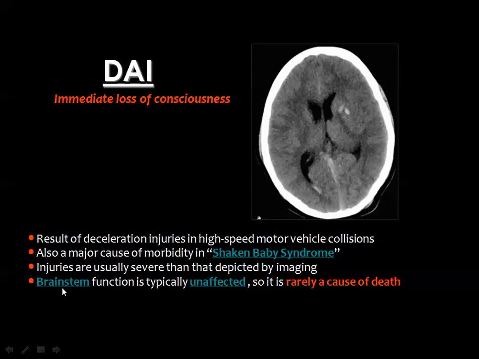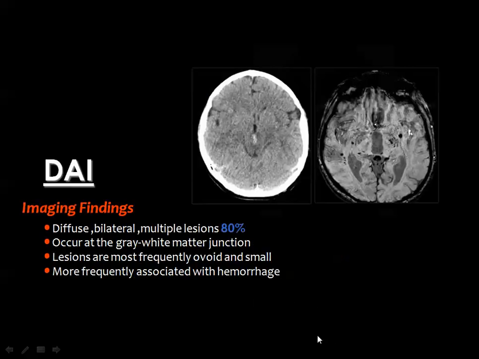Then, the injuries are usually more severe than that depicted by imaging. The clinical picture does not correspond to the minor changes seen in imaging. The brainstem function is unaffected in these cases, so diffuse axonal injury is not, or is rarely, a cause of death. And this is the difference between CT and MRI.